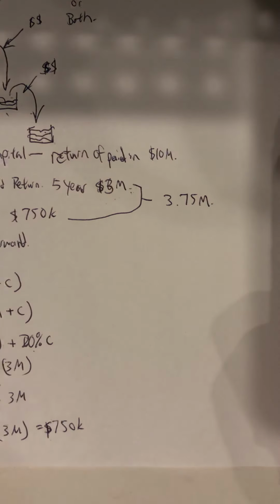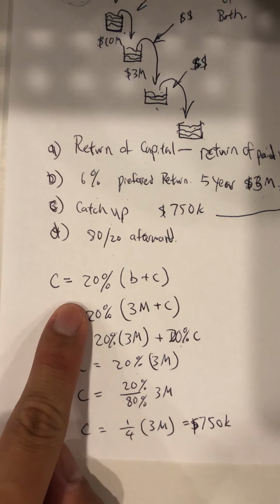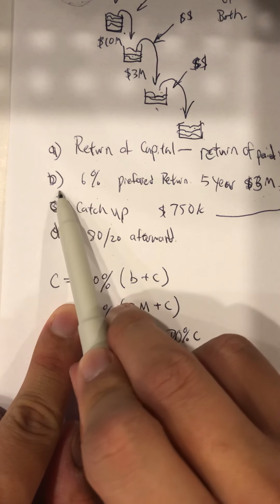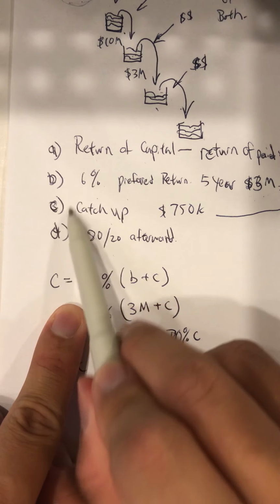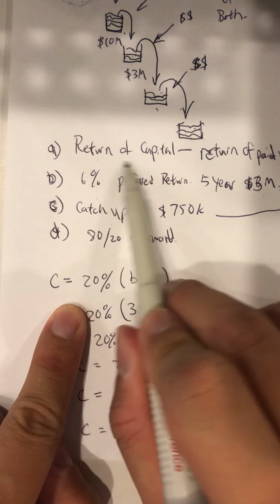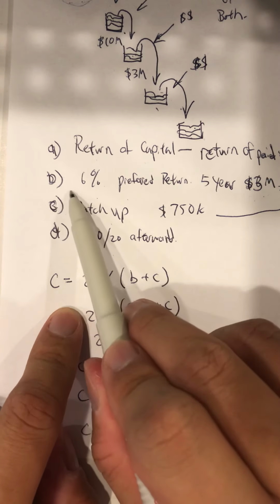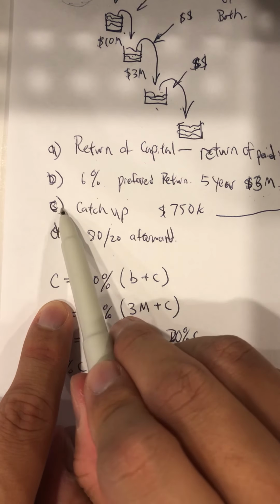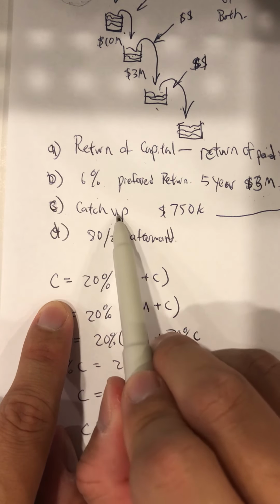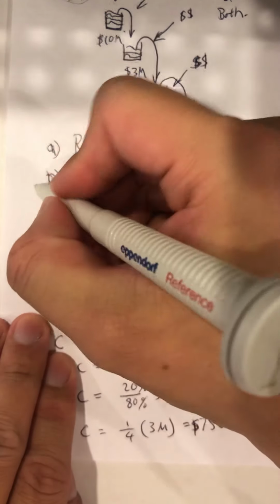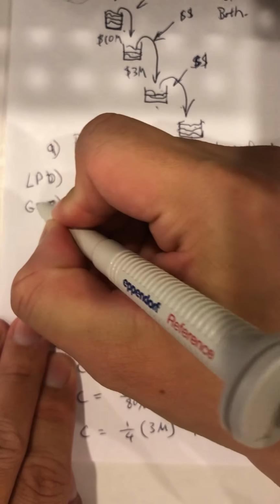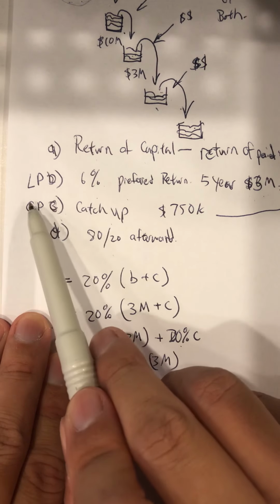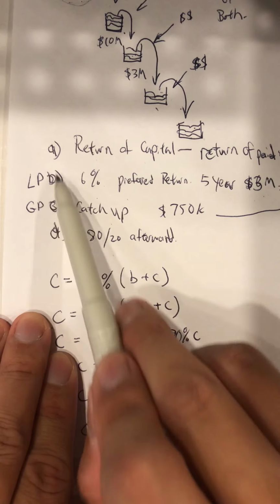So what this formula is trying to say is that C needs to be 20% of B and C. Therefore, when you look at the gains that are distributed, this is not gain, right? This is just return on capital. So this formula is saying that B and C together, the GP, remember this goes to the GP, right? This goes to the LP and this goes to GP, right? The GP amount needs to be 20% of the total B and C.